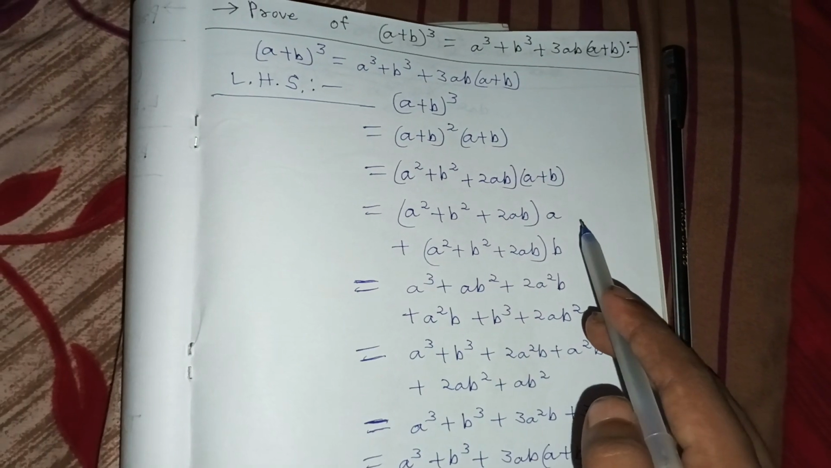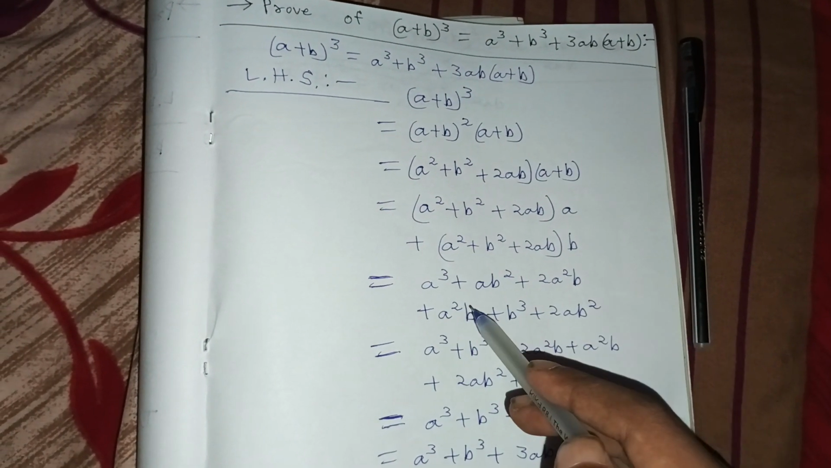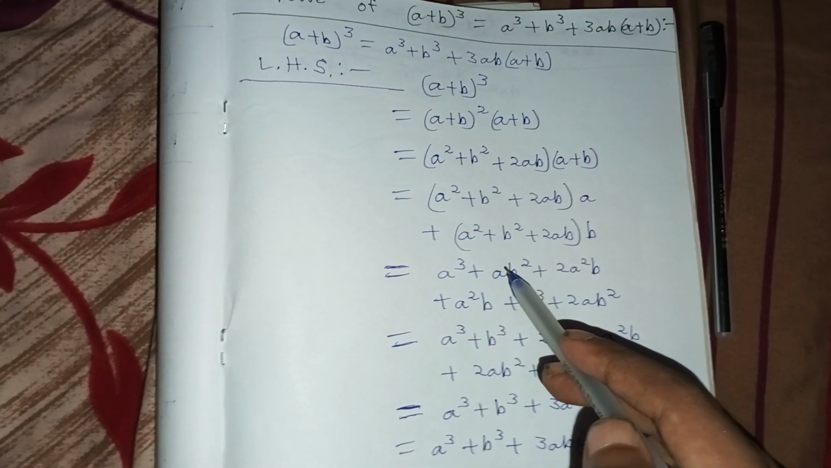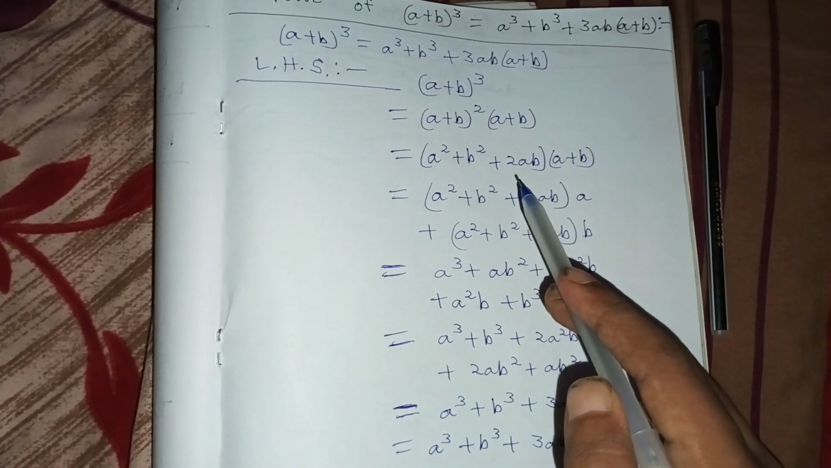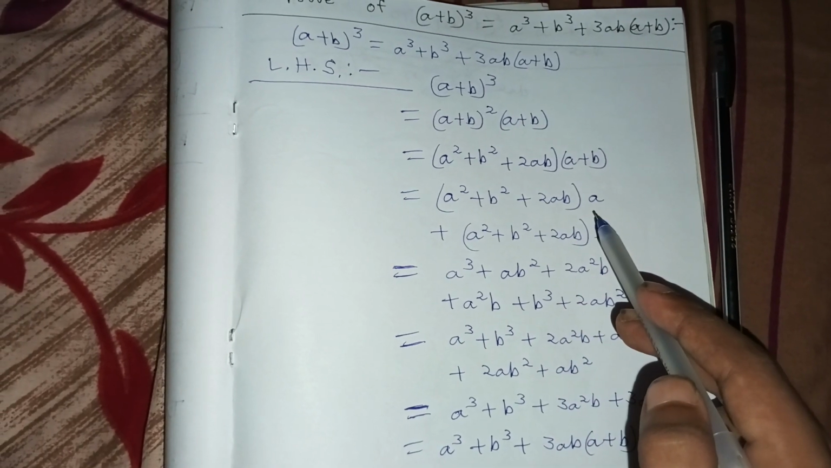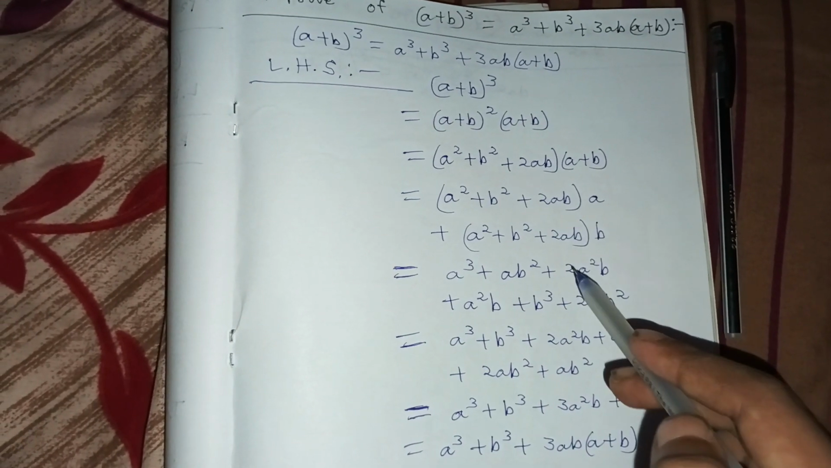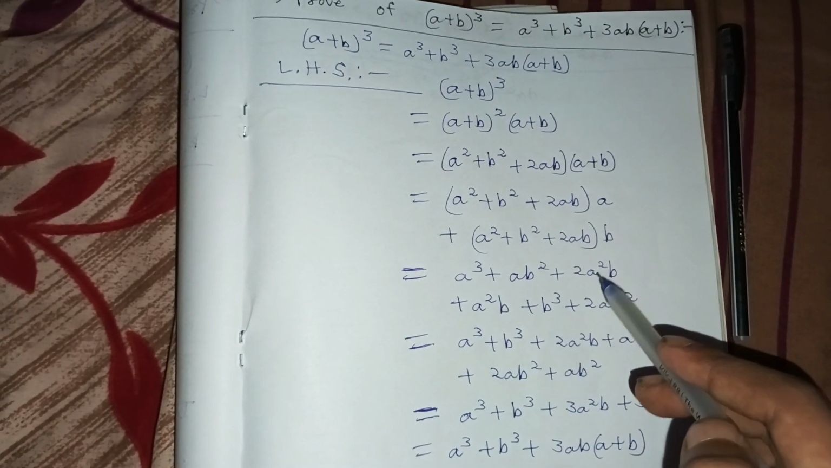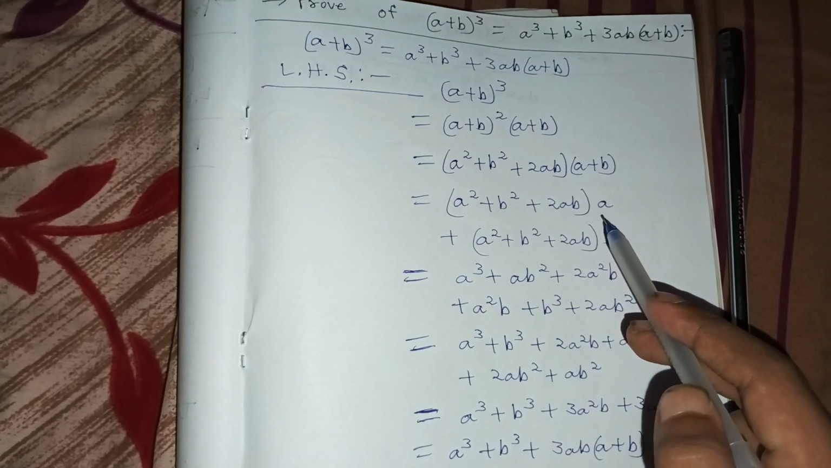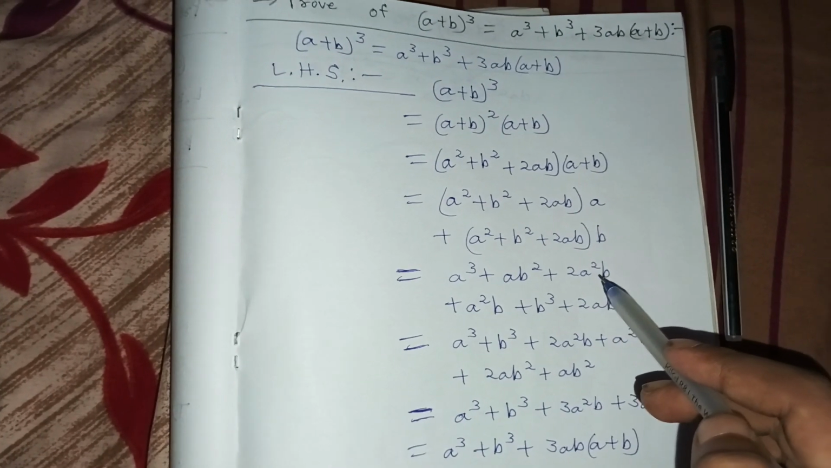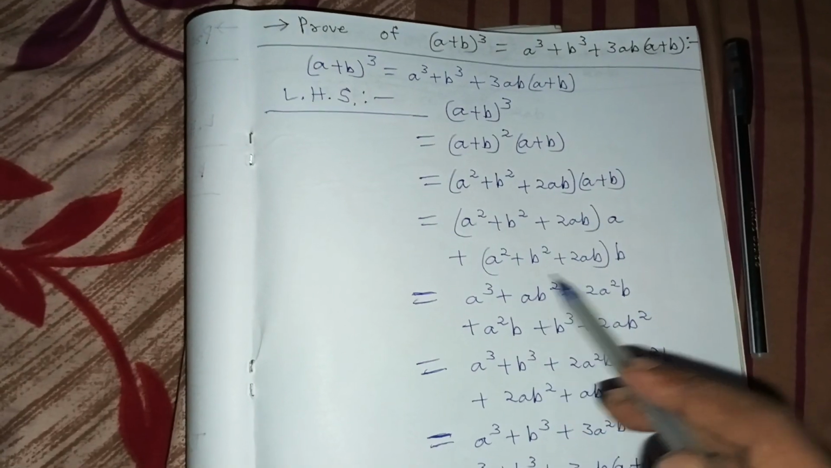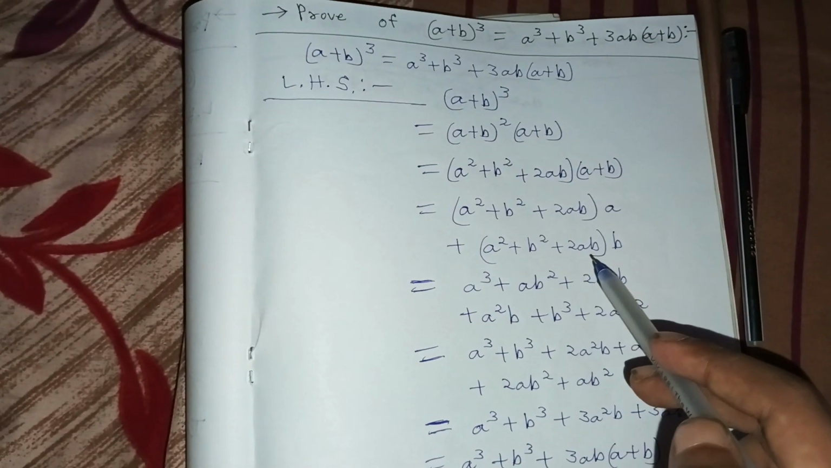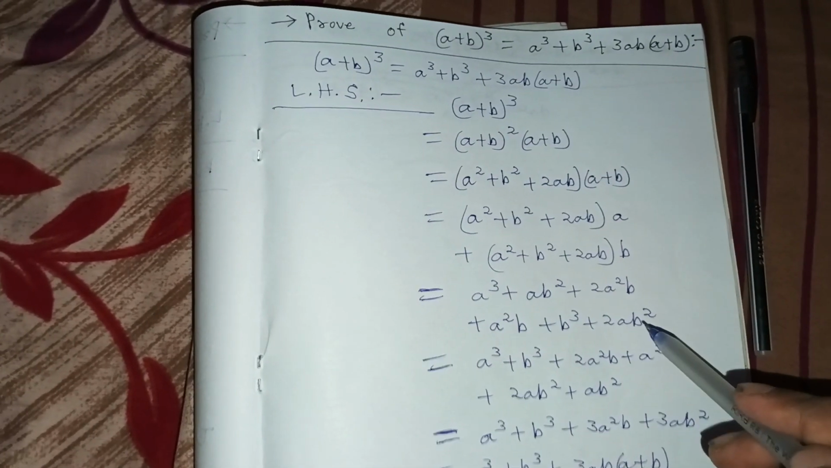Now here we will open the bracket. Here a² into a will be a³, b² into a will be b²a, which can be written as ab². Now 2ab into a will be 2a²b, because a into a will be a² and 2b will remain as it is. So 2ab into a will be 2a²b. Similarly here a² into b will be a²b, b² into b will be b³, 2ab into b will be 2ab².